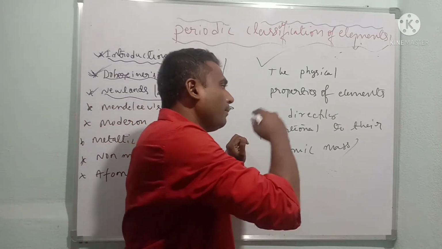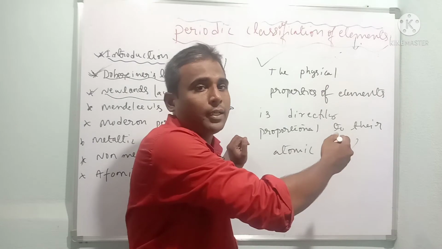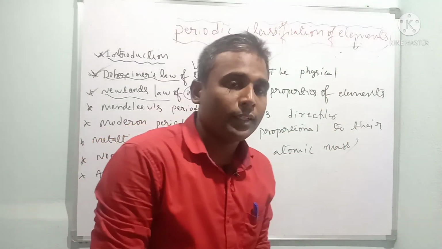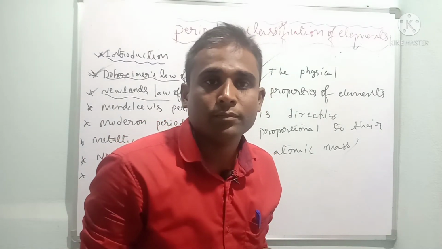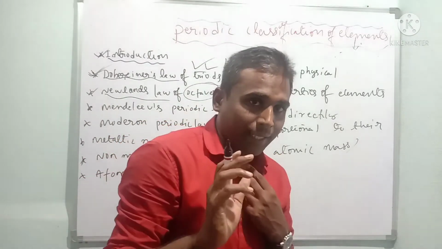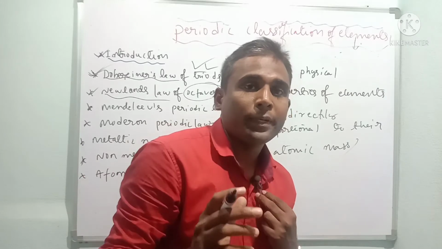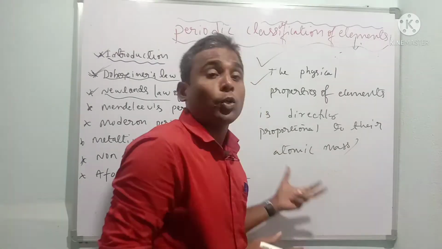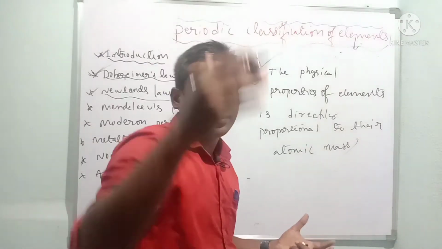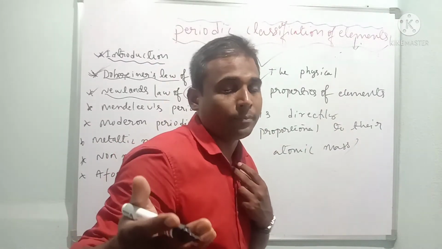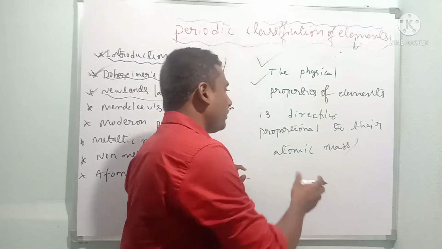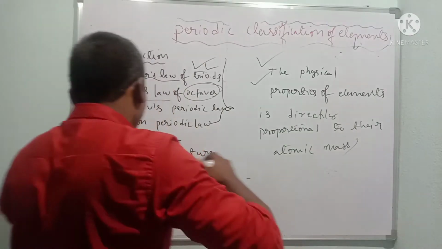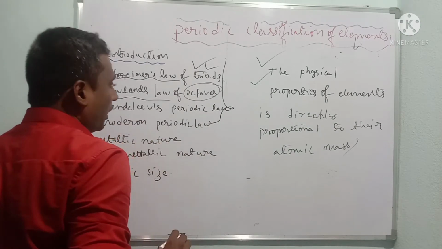And he explained many elements. But what are the drawbacks of Mendeleev? He could not explain for the hydrogen atom, because hydrogen is the lightest element. He could not explain about that. And he could not tell any information about isotopes, which have the same atomic number but different mass number. And also he could not explain how to arrange lanthanides and actinoids. These are the drawbacks of Mendeleev's periodic law.